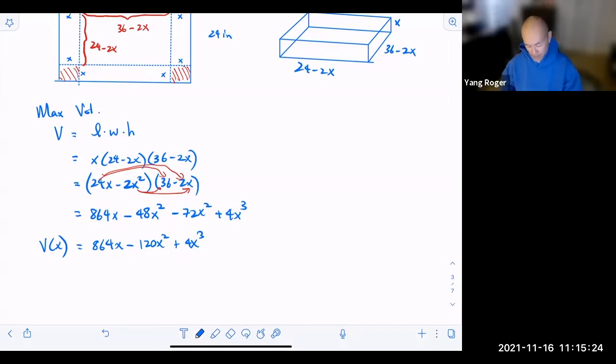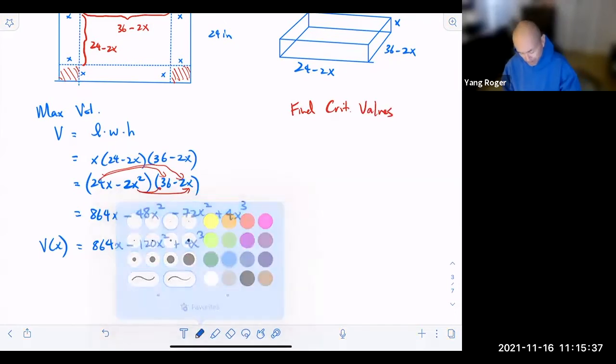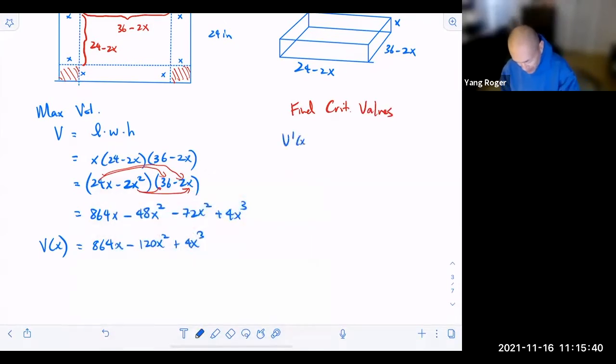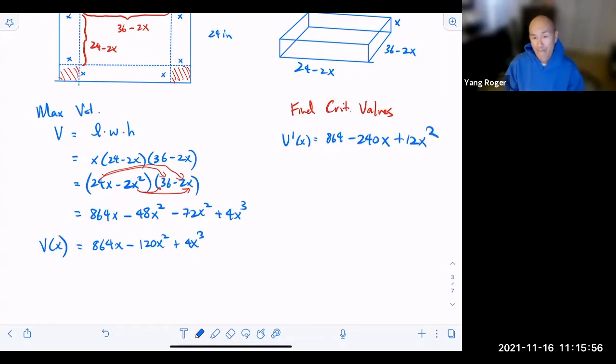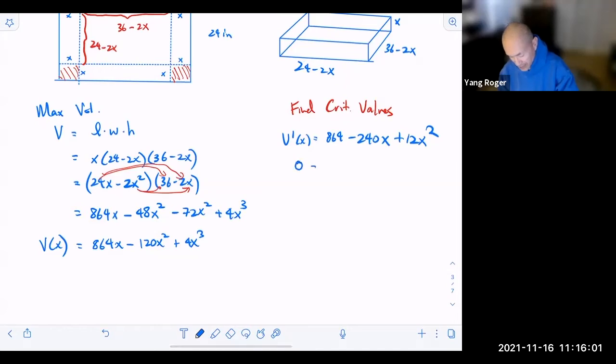Now, once you have that, the next step we always do is find the critical values, or critical points, or critical numbers. So we've got to take the derivative. So V prime of x is equal to, sorry, take the derivative, right? So 864 minus 240x plus 12x squared. And I need to set that equal to 0.